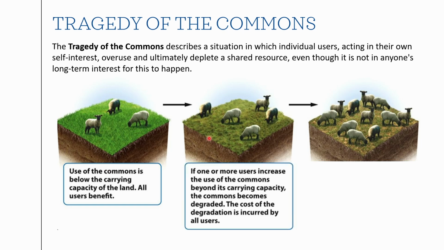You'll notice in the second picture the grass is starting to look a little weathered, and we have more sheep on there. The idea here is, if one or more users increase their use of the commons, they will initially benefit, but at the cost of the resource being degraded. That cost, of the pasture land not being as healthy, is incurred by all users, not just those that put the extra sheep on there.